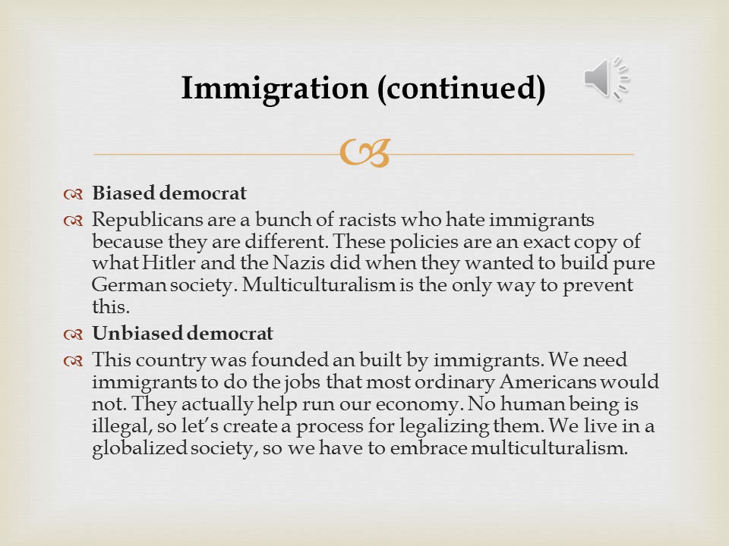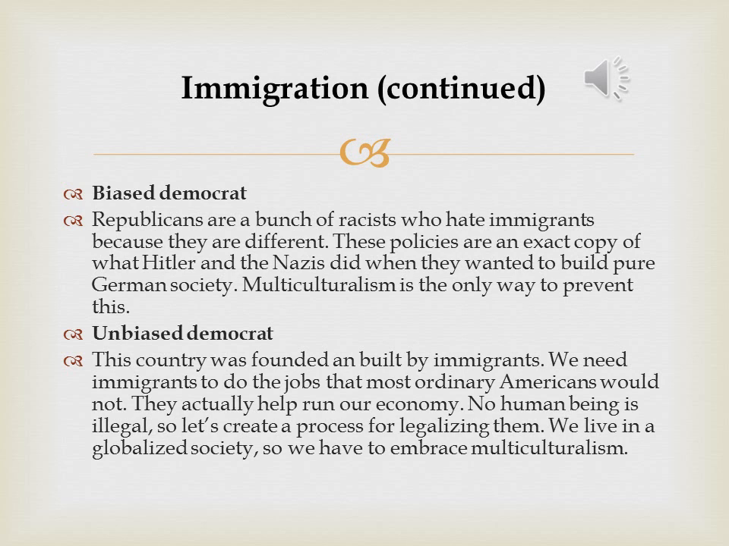We live in a very globalized society. Well, it is true, we live in a globalized society and we need to embrace multiculturalism. So, as you can see, an unbiased Democrat does not start his argument by going off at how racist Republicans are or how biased Republicans are. The arguments run along the lines of why we need immigrants. And in some ways it is true. This country was built by immigrants. And in the 19th century, there were huge waves of immigrants, including the 20th century. Huge waves of immigrants. And unless you're Native American, your ancestors came here from somewhere else.